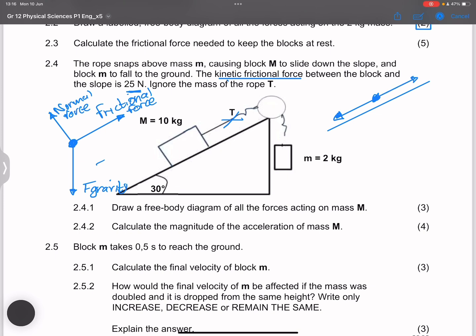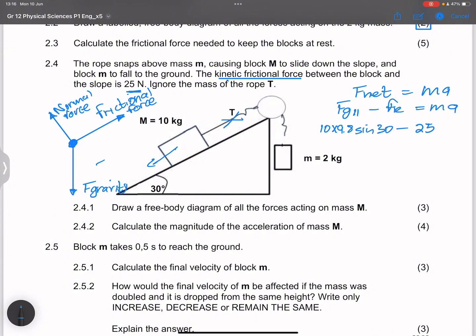Remember that tension is no longer actively playing a role there, because the two masses are no longer connected to each other, right? So what we're going to say is F net is equal to MA. So that means that FG parallel, that parallel component of gravity, minus the frictional force is equal to MA. So that's going to be 10 times 9.8, the sine of 30, minus 25 newtons, remember, that's the friction that we're given, is equal to 10A.